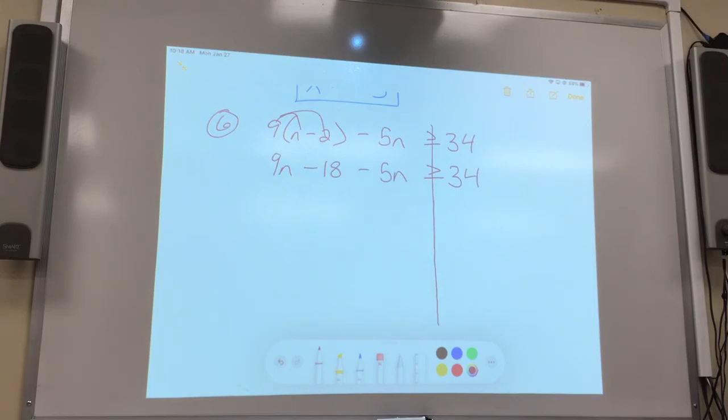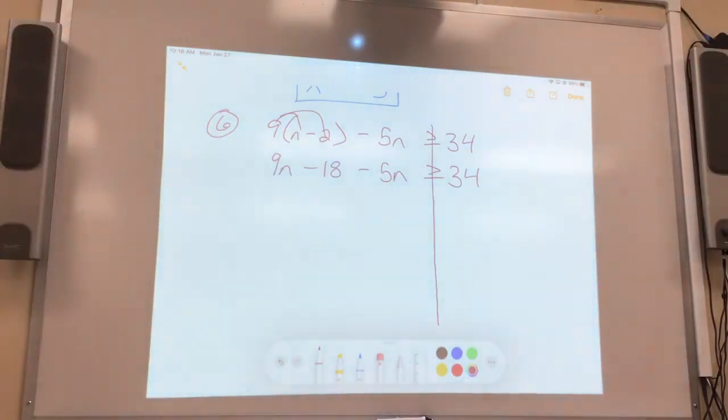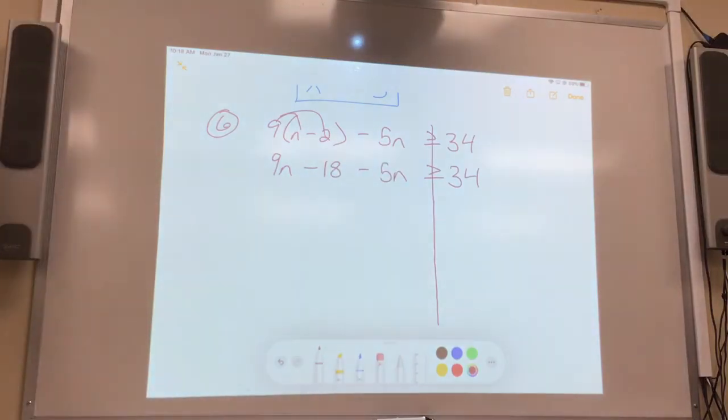The n terms, yeah. So I have 9n and 5n. A number of you were asking me if you should add them or subtract them. So do you do 9 plus 5 or 9 minus 5, and why? Because 5n is a negative and 9n is a positive. Right, you've got a positive and a negative, so you have to use subtraction to combine those. So you get 4n, and then we've got the minus 18.